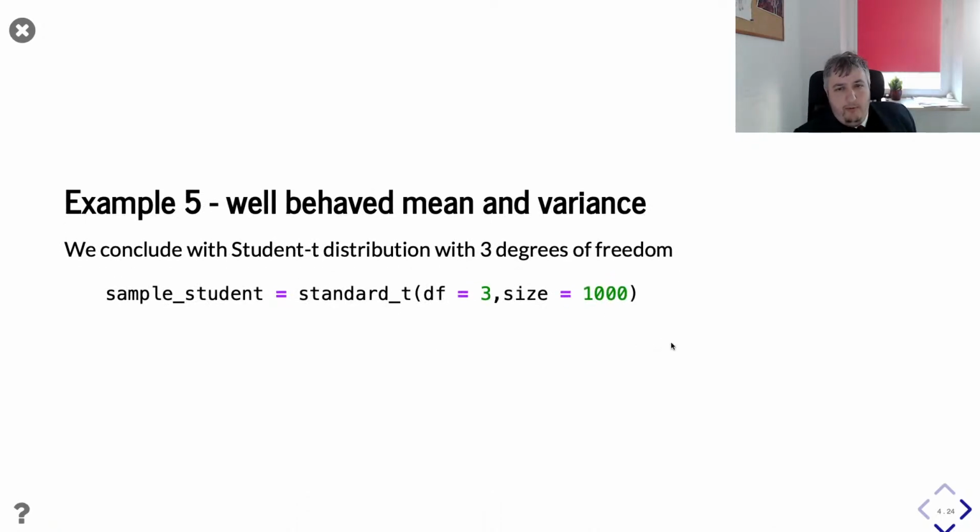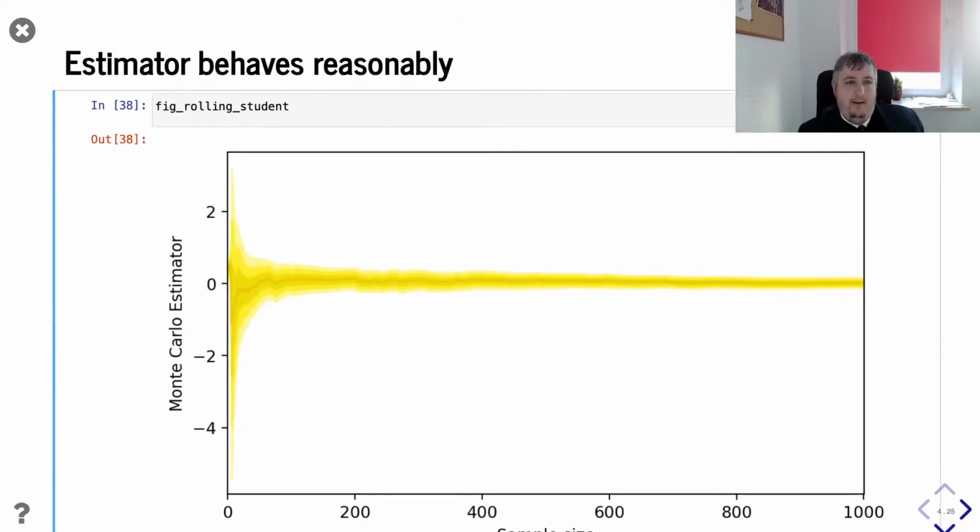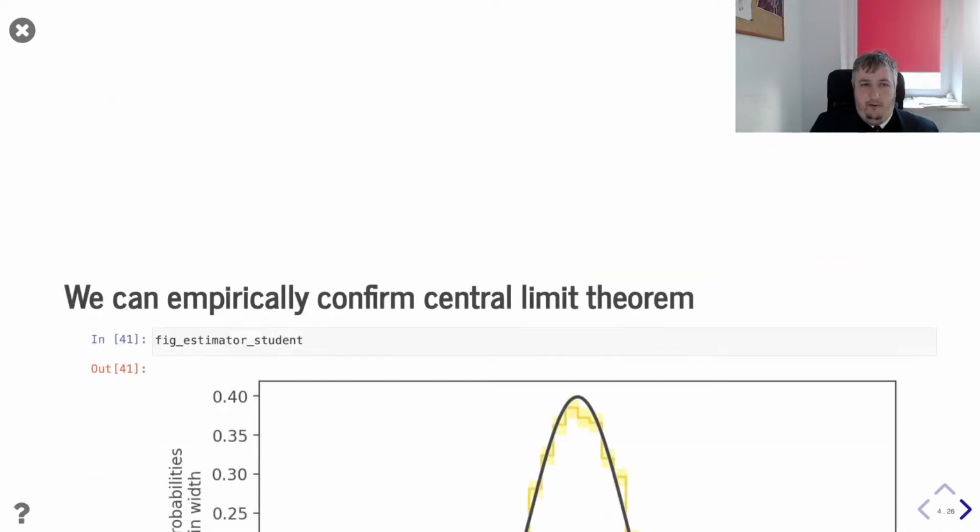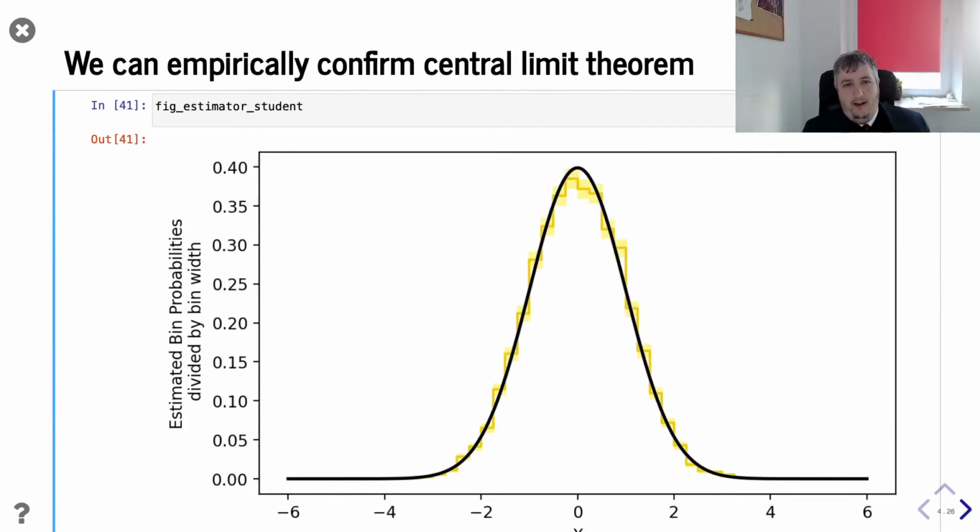And if we increase the number of degrees of freedom above this magical number of 2, then there is no problem, because the estimator behaves reasonably, and the estimates of those functions are relatively simple. And of course, the errors of the estimator behave normally, and we can confirm it with the central limit theorem.